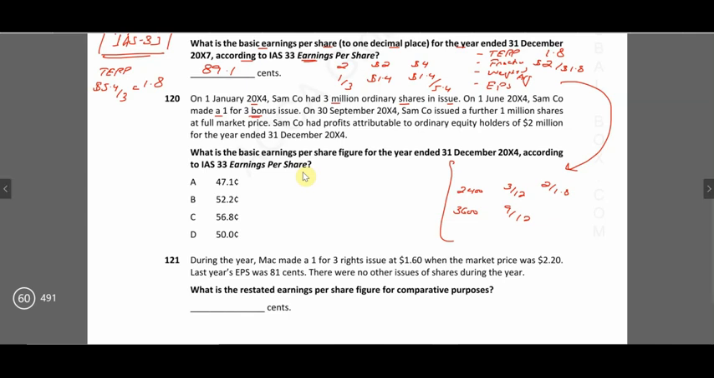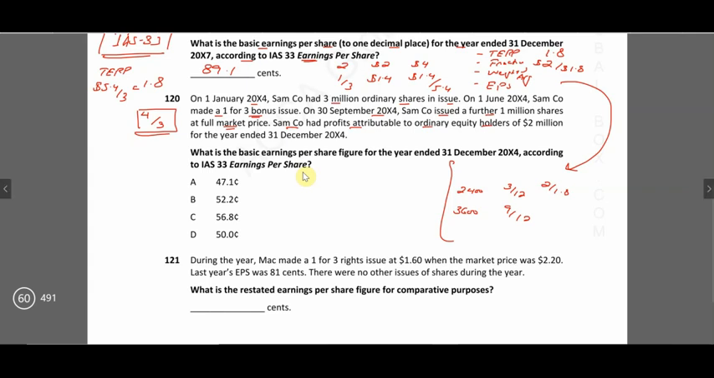On 1st June 2004, SAM company made a 1 for 3 bonus issue. That means previously there were 3 shares in issue, and then they made 1 for 3. Now the new number of shares are going to be 4. So the bonus fraction is going to be 4 by 3. So 4 divided by 3 is the bonus fraction. On 30th September 2004, SAM company issued a further 1 million shares at the full market price. And we know that whenever it is at full market price, we need to calculate the weighted average number of shares. So SAM company had profits attributable to ordinary shareholders of 2 million.